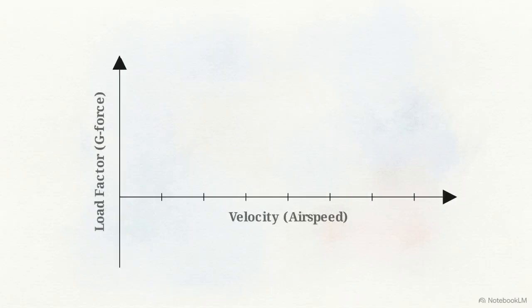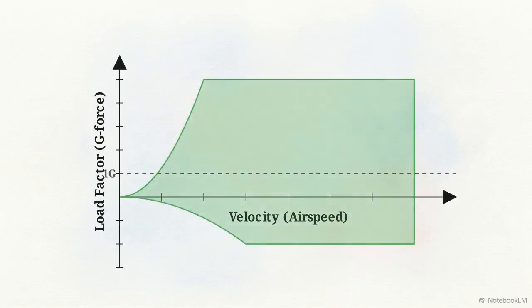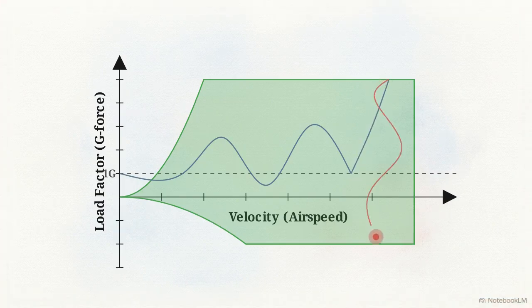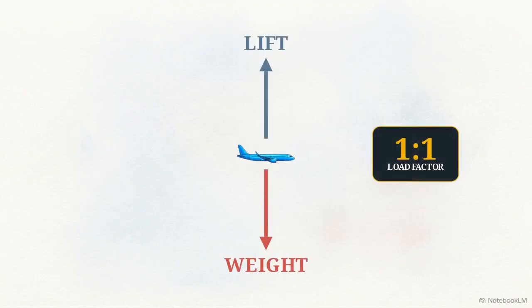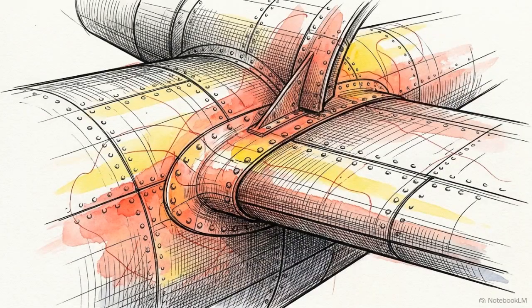A plane must always stay within its flight envelope. This Venn diagram maps velocity against load factor to show the boundaries of safe operation. Pushing beyond these limits results in immediate structural damage or a total loss of control. The load factor is the ratio of lift to the aircraft's weight. During maneuvers, this ratio multiplies, placing immense physical stress on every component of the airframe.